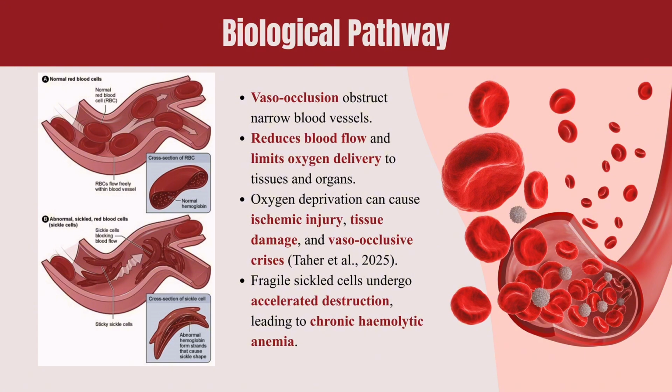Then, the rigid sickle cells obstruct small blood vessels, leading to vessel occlusion. This blockage reduces blood flow and limits oxygen delivery to tissues and organs. Consequently, oxygen deprivation may cause ischemic injury, tissue damage, and severe pain episodes known as vaso-occlusive crisis. Additionally, sickle red blood cells are fragile and undergo accelerated destruction, resulting in chronic hemolytic anemia.